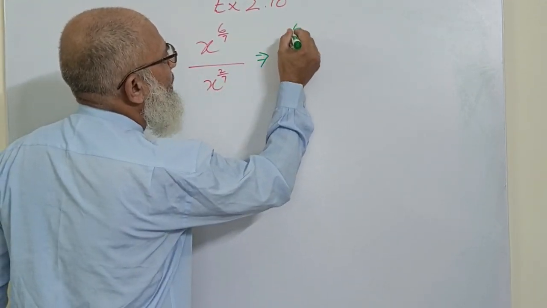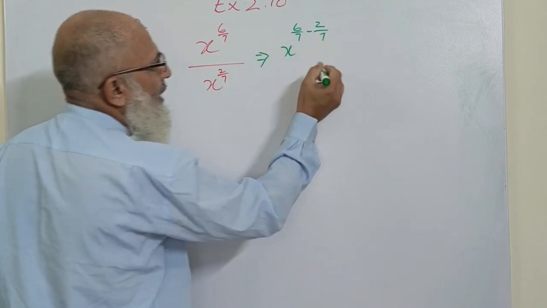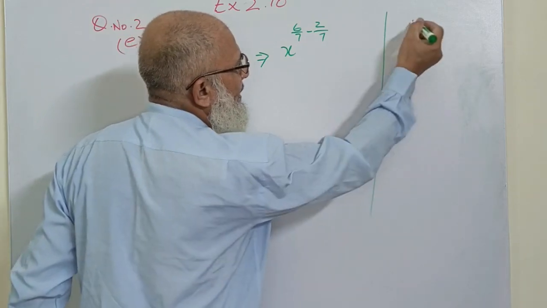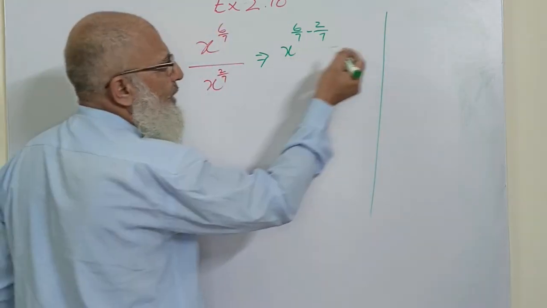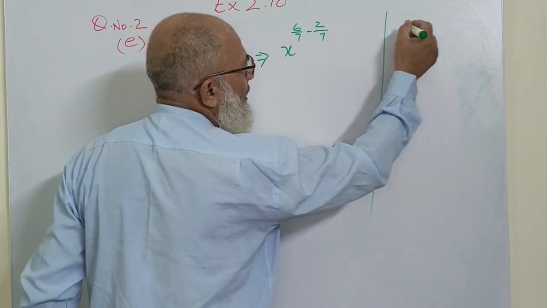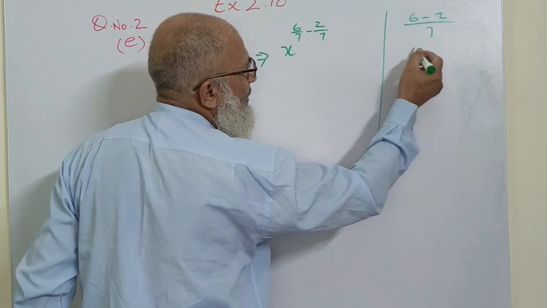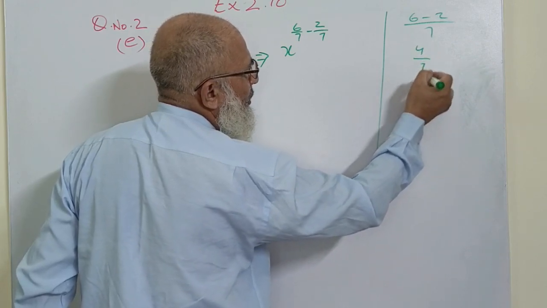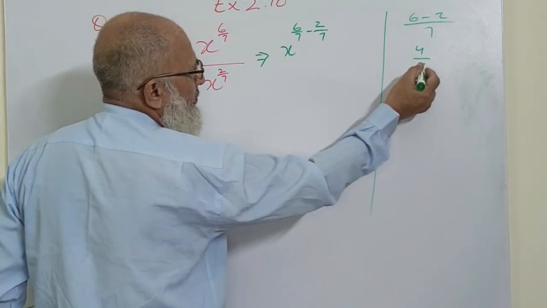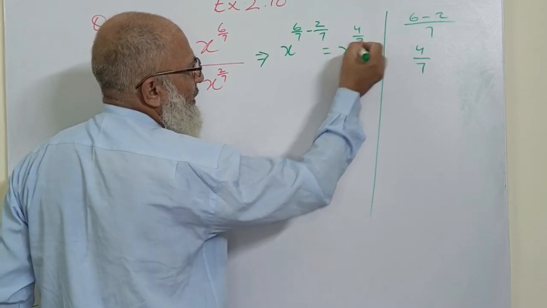So what will happen over here? x to the power 6/7 minus 2/7, and we'll take the LCM. Though it is very easy, even then the LCM is 7 and it will remain as it is. It will become 4/7. So the answer is x^(4/7).